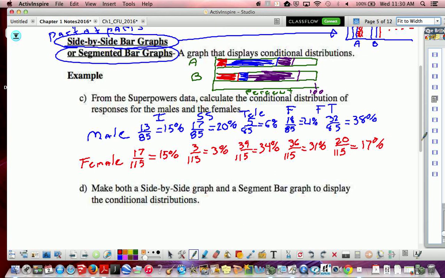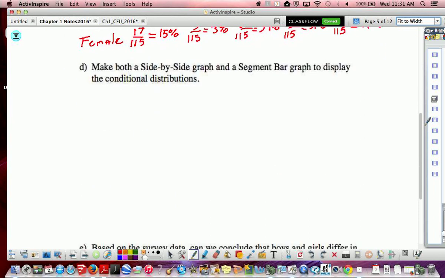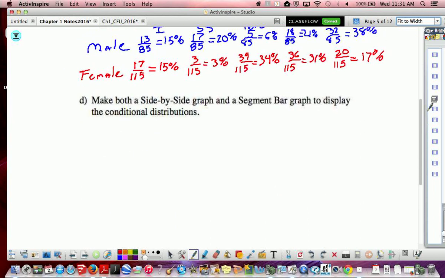So now, part D, am I going too fast? Part D asks you to make both a side-by-side graph and a segmented bar graph to display the conditional distributions. So I'm going to do both of them in this space. So I'm going to try to do like half and half.